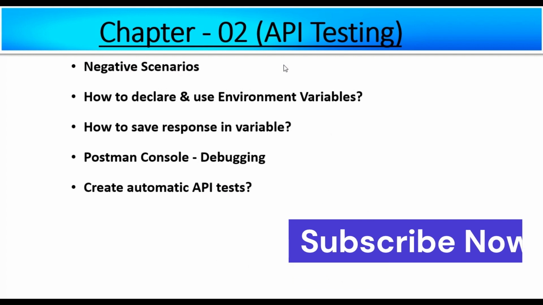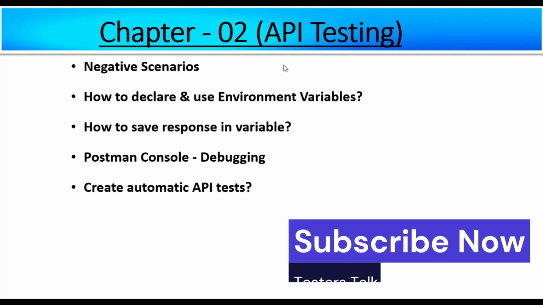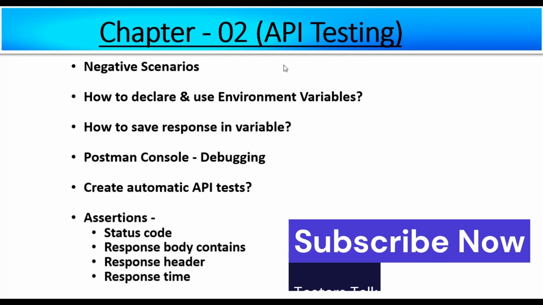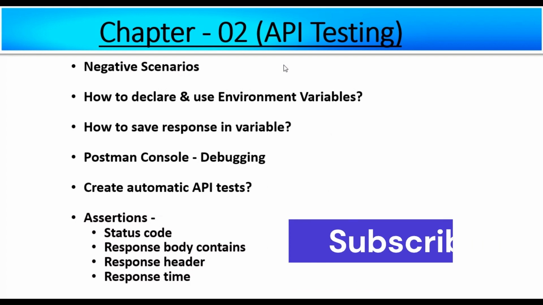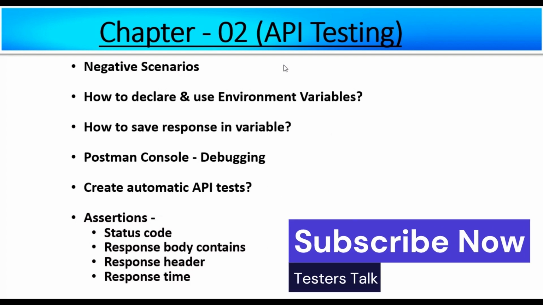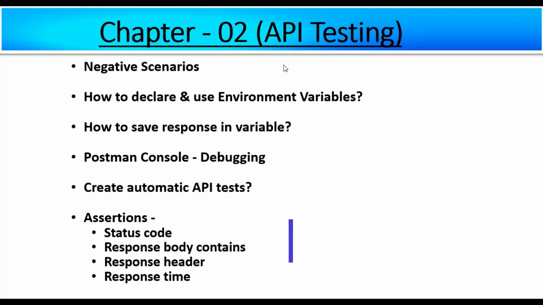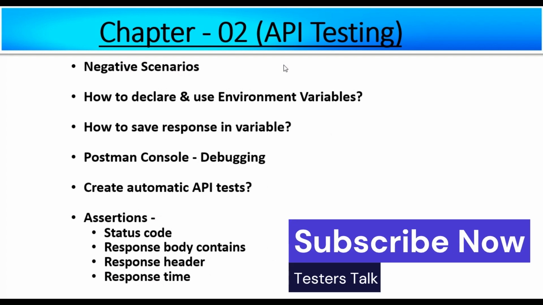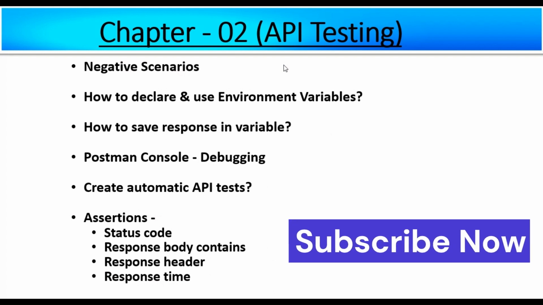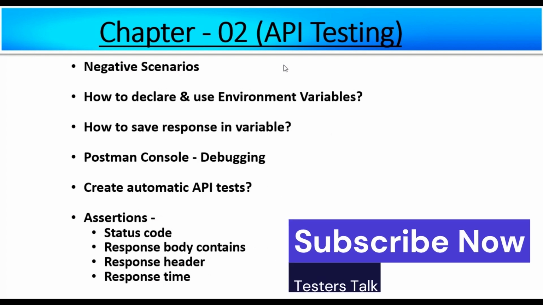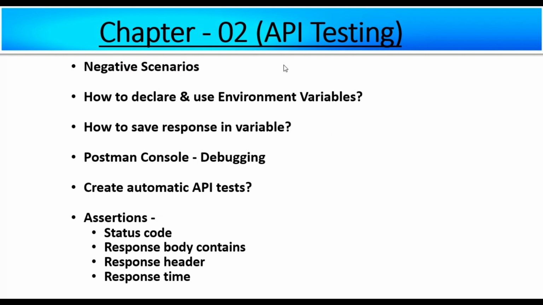Then we'll start creating automatic API tests in Postman. Then finally we will assert the status code and that the response body contains any specified string. Then I will discuss how to assert the response header. Then finally I will discuss how to assert the response time. So let's start discussing the negative scenarios.